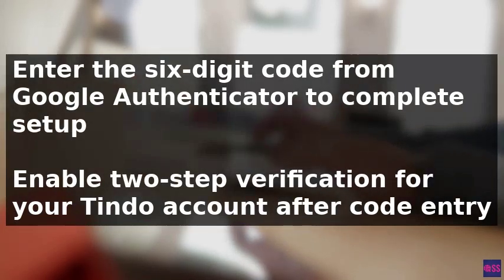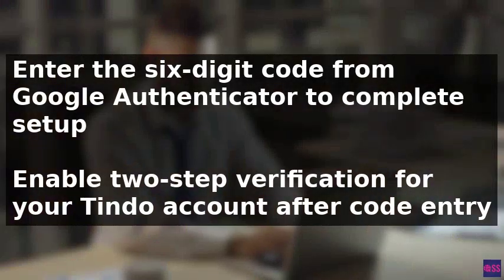Once the QR code is scanned or the code is entered, you will see a 6-digit code on your device or in the Google Authenticator app. Enter this code to complete the setup and enable two-step verification for your Tindo account.